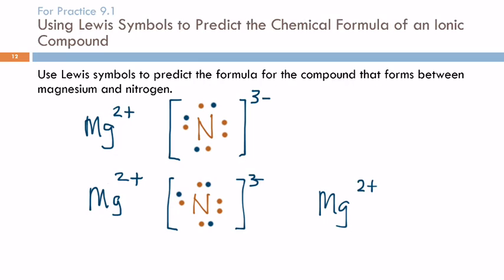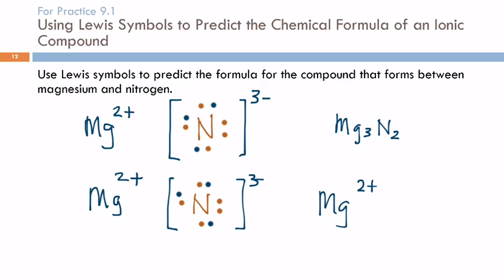Everybody's happy. But it took 3 magnesium atoms and 2 nitrogen atoms to get the right ratio to trade the electrons and transfer them. So looking at the formula, we're going to need 3 magnesiums and 2 nitrogens. So the formula will be Mg3N2.